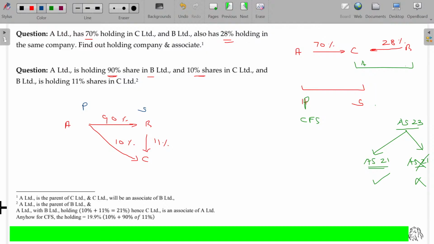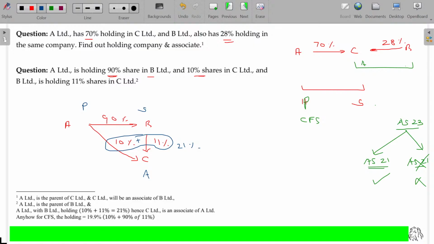What about C? How much is held by A? 10% directly, routed through B another 11%, collectively 21%. Then automatically C will be an associate. Is that okay?